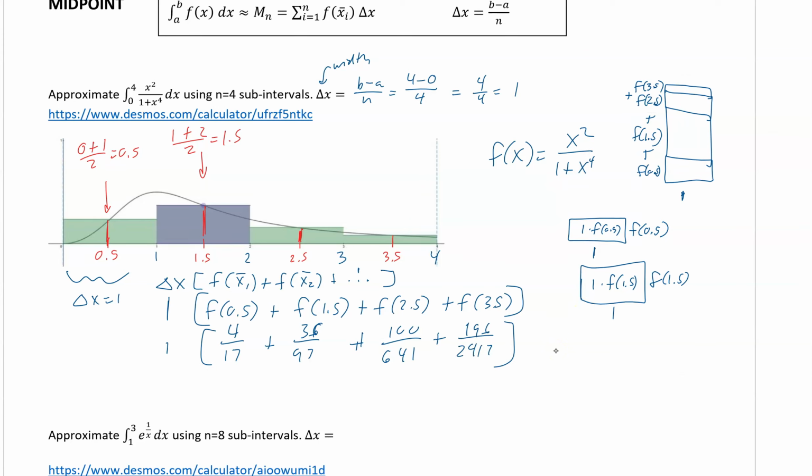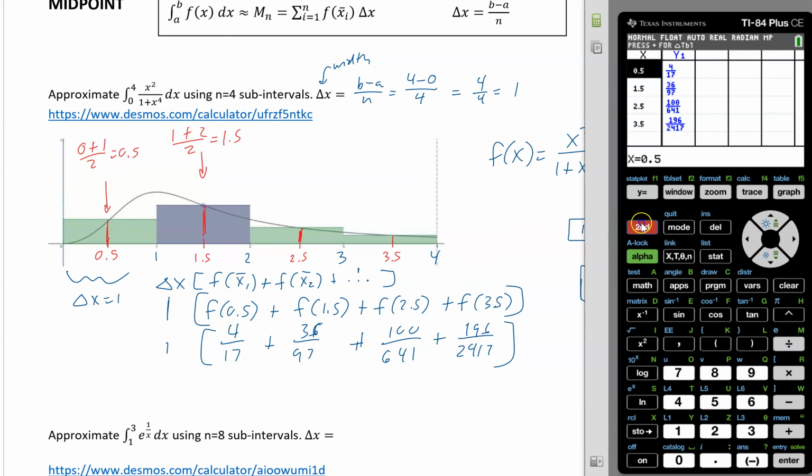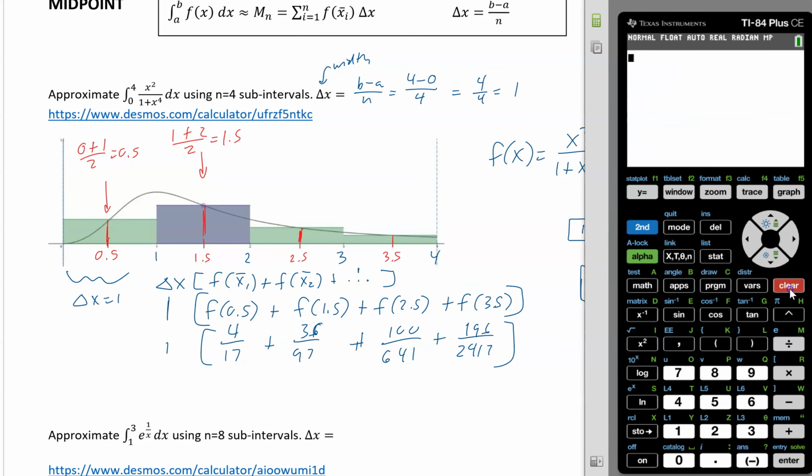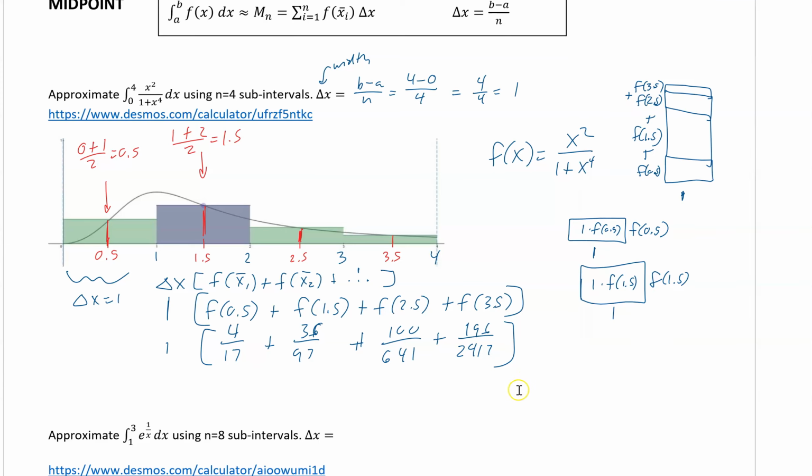And then we add all of these up in the calculator, and we'll see what we get. Now remember, I told you there's another way of doing it. You can use the trace in the table to get the points. There is one more other way. So 4 divided by 17, and then we plug it all in and multiply it by 1, which won't change anything. So we get 0.8435. So that's our approximation of this integral.